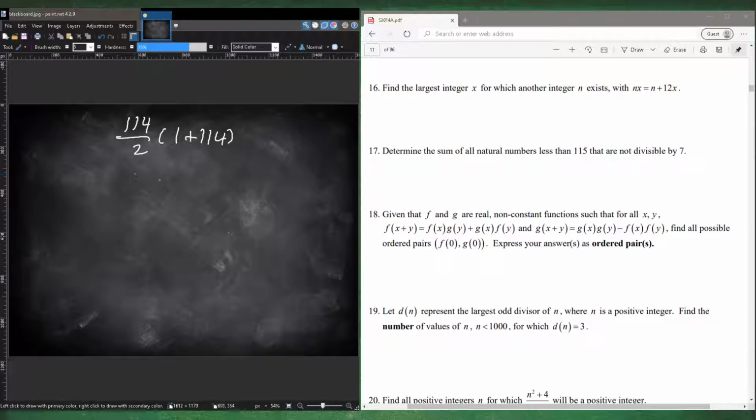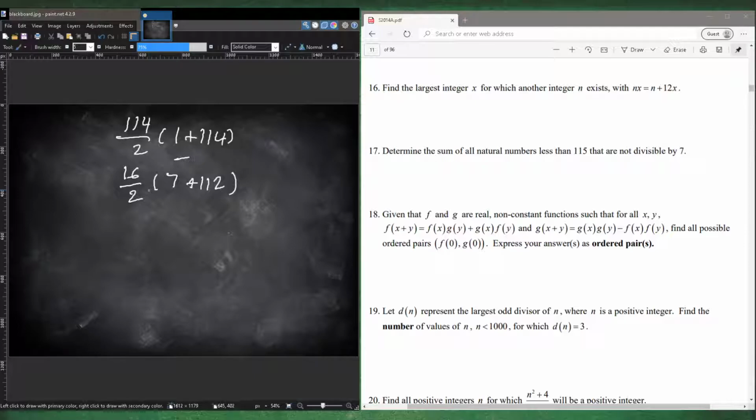So that is from 7 to 114 divided by 7. The integer part is 16, so there's 16 terms. So 16 times 7 is 112. And then you subtract these two numbers, because this is the total amount, and this is the amount that's divisible by 7. So you subtract them, that's the total amount that's not divisible by 7.